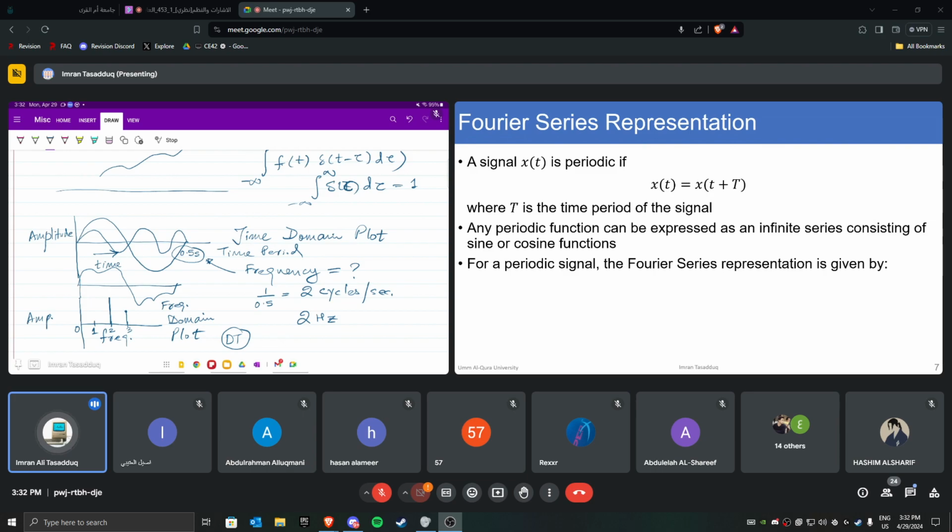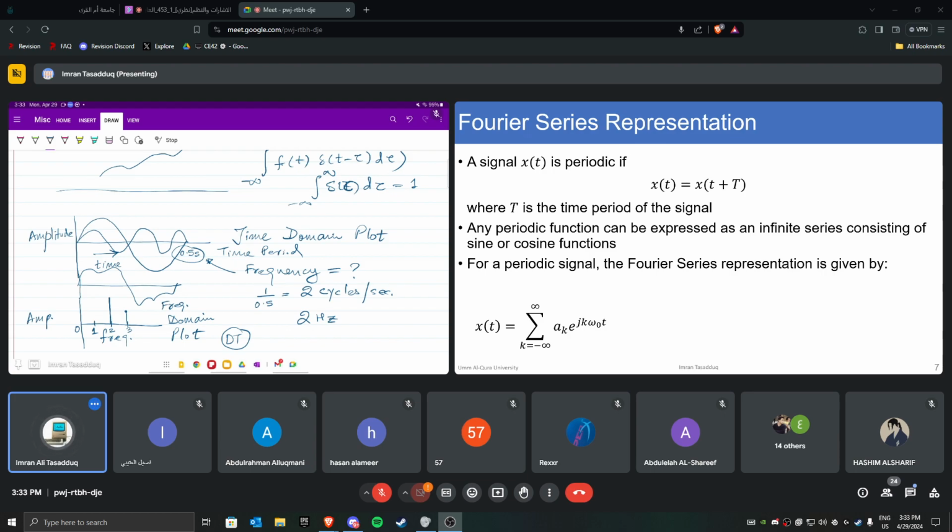So for a periodic signal, the Fourier series representation is given by x of t equals the sum over k from minus infinity to plus infinity of a k e to the power j k omega naught t. You must have done this in a different form, where you have sine and cosine. Here you have exponential, but it's the same thing.